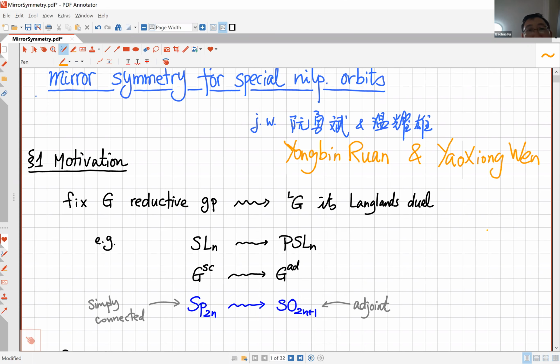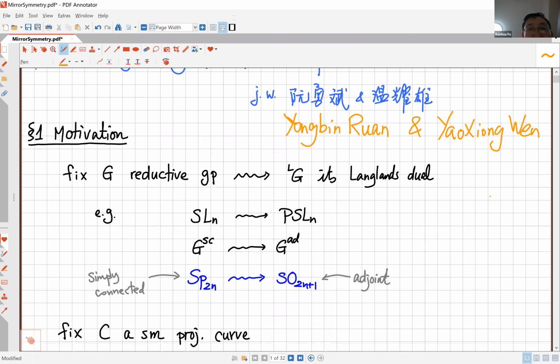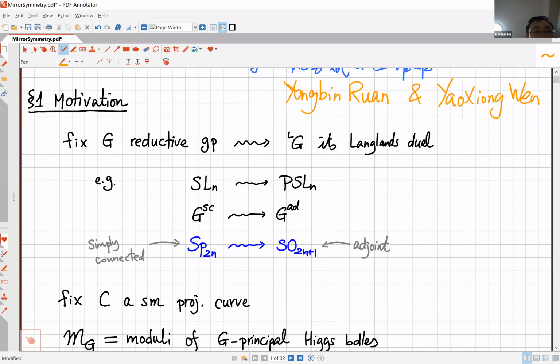So what's the motivation to make this proposal? Let me start with this motivation. Let me start with the Langlands dual. For any reductive group G, we can always construct a Langlands dual group. There's a combinatorial procedure to construct this dual. For example, the Langlands dual of SLN is PSLN. Just keep such an example in mind, that will be enough for my talk.